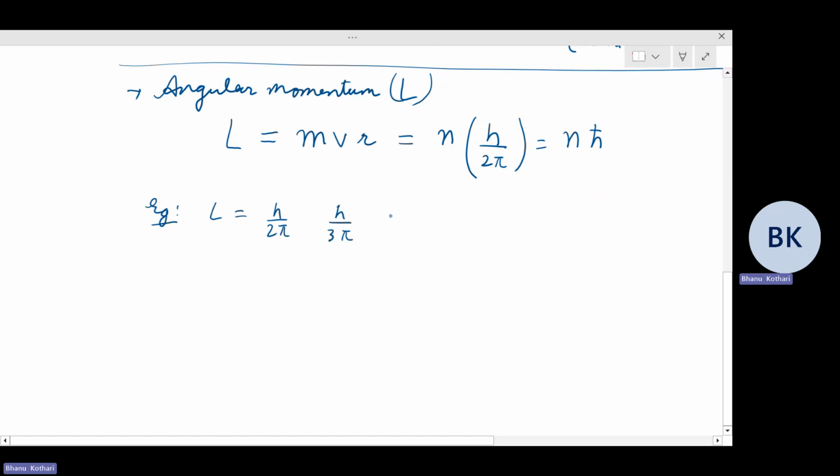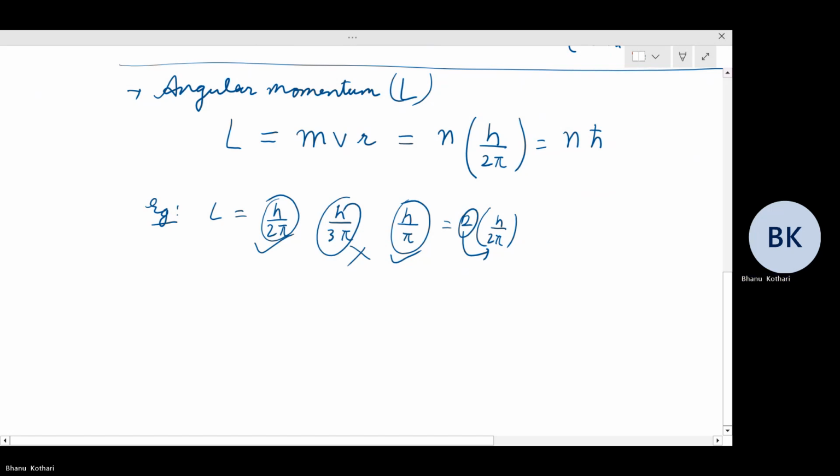What about h upon pi? Which values are possible? H upon 2 pi, can it be expressed in terms of n h by 2 pi? Yes, n equal to 1 will satisfy this condition. H upon 3 pi, can this be n times h upon 2 pi? No, this is not possible. Can it be h upon pi? Yes, h upon pi can be written as 2 times h upon 2 pi, right? So it is an integer times h upon 2 pi. So this will be correct. There's nothing wrong with this.